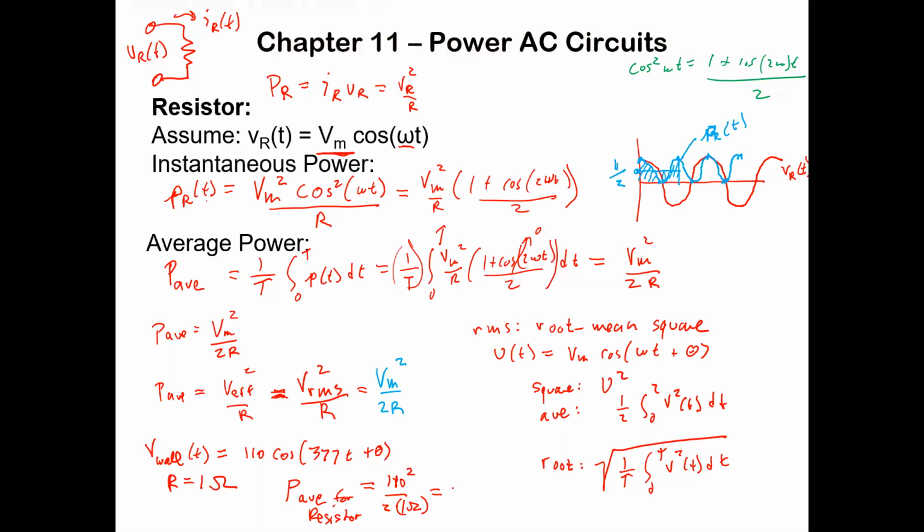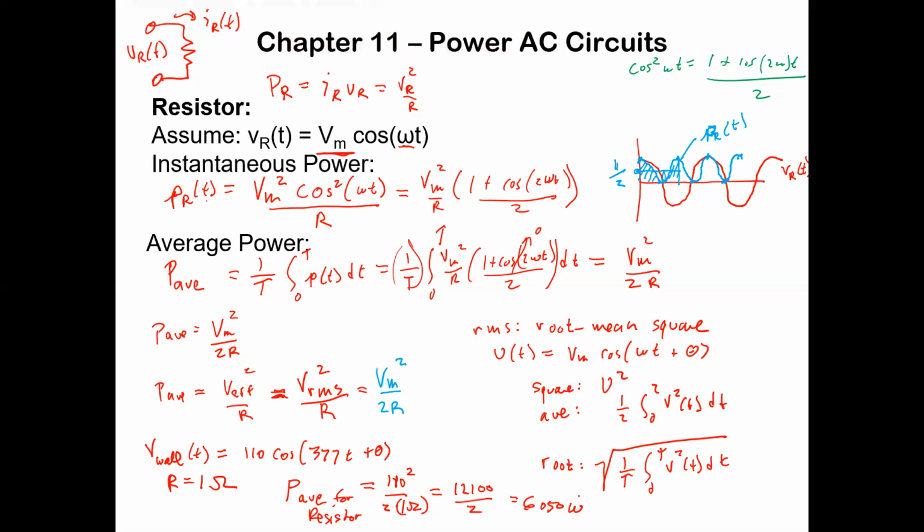So 110 squared is 12,100, over 2. So that's going to be 6050 watts, something like that. 6050 watts. Does that sound right? Let's just assume it's right. 6050 watts.